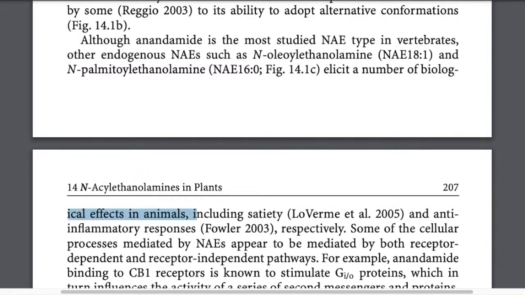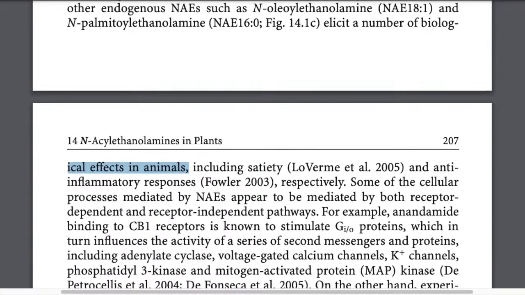number of biological effects. So here's the effects that we get from the cannabinoids, right? Satiety, right? So you're feeling nice and satisfied, good. Anti-inflammatory responses, those are two very good ones.